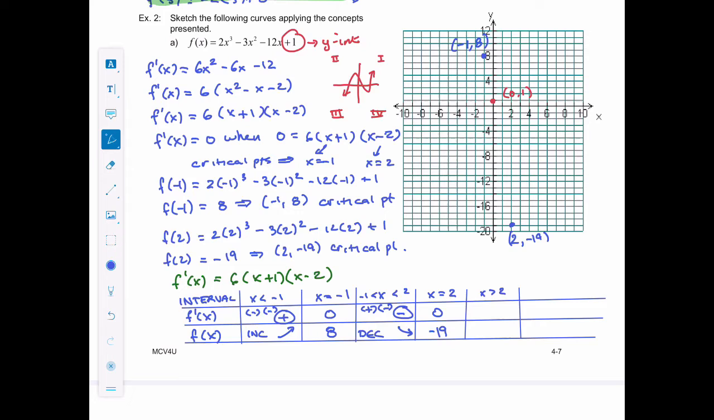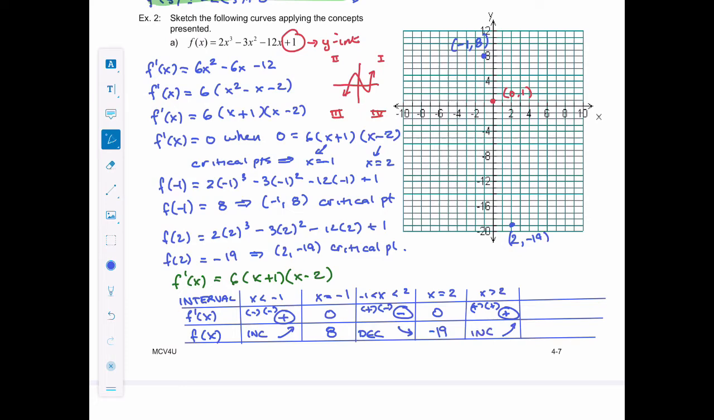All right. And then we're going to pick a value greater than 2 for the last column. I'll pick 3. So we're going to have something like 4, which is a positive value, and 2, which is a positive value, and I want to get a positive total. That means it's increasing away from our critical point.